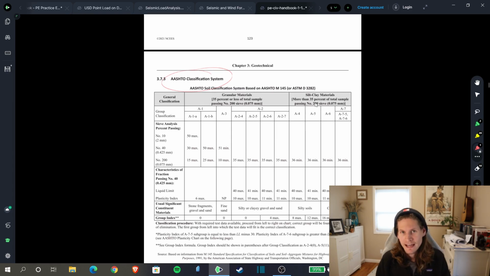Same thing, different name, slightly different process, but you have your charts again, you have different classification types, but just as much a probability as a question being asked on this type of classification system as the USCS system. So you want to know both.